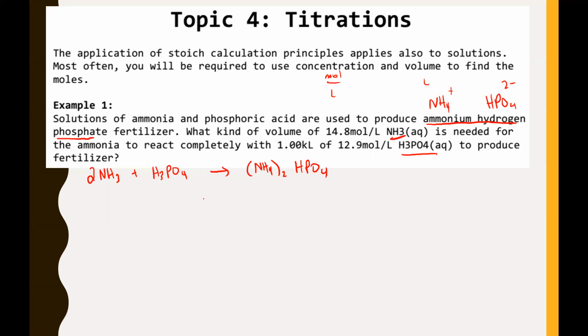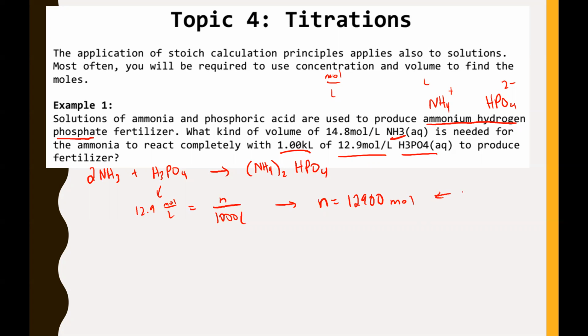From there, remember, from the stuff we've been doing lately, find the number of moles of whatever you were given. Notice we were given the volume and the moles per liter, the concentration of H3PO4. We can use those two to find the number of moles of H3PO4. So in other words, we can just say this is 12.9 moles per liter equals some number of moles, we'll say it's N, over some number of liters, which we know is 1 kiloliter, so that's 1,000 liters. Multiply that over, you're going to find that N is going to be 12,900 moles. It's a lot of moles.